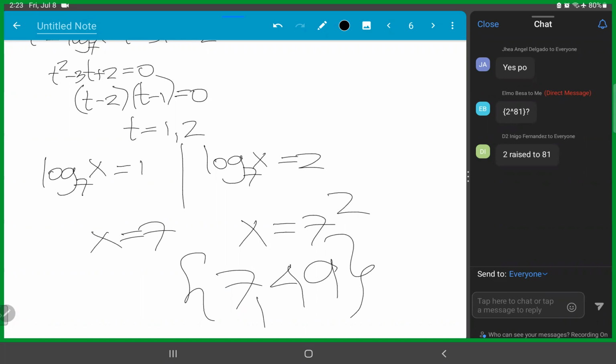So far, so good. Okay ba ang mga level ng problems natin? Hindi naman mahirap, no? So far? Kaya pa?